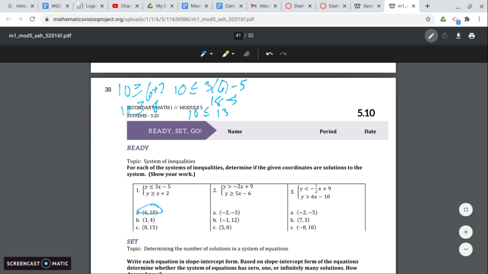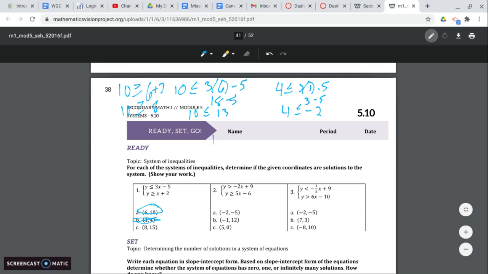Now we test out the point for B, 1, 4. So we're going to have 4 is less than or equal to 3 times 1 minus 5. 3 times 1 is 3, minus 5 is negative 2. Is negative 2 greater than or equal to 4? No. So because it doesn't work for the first equation, we know it's not going to be the solution overall. And so then we check the last point.